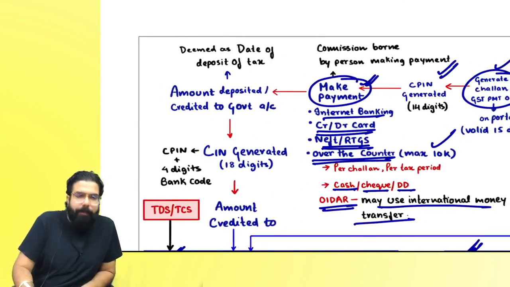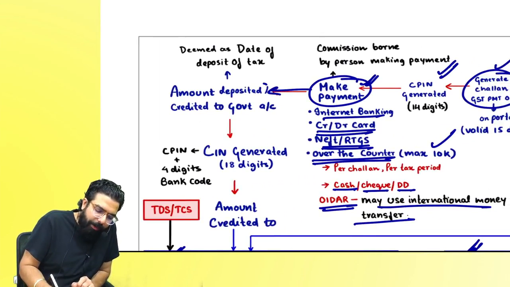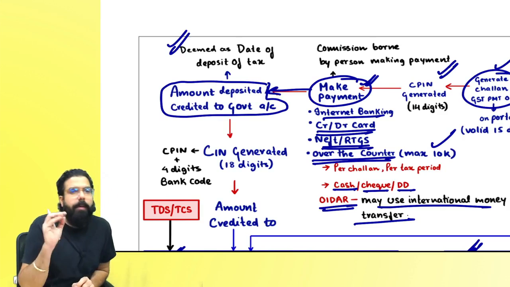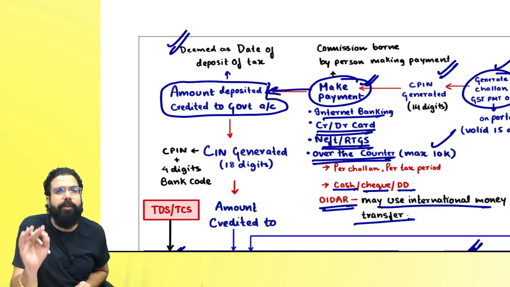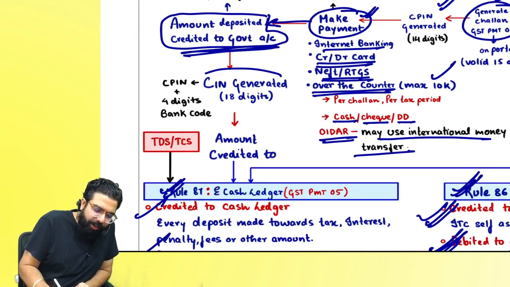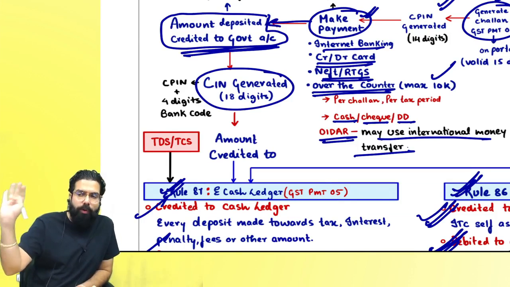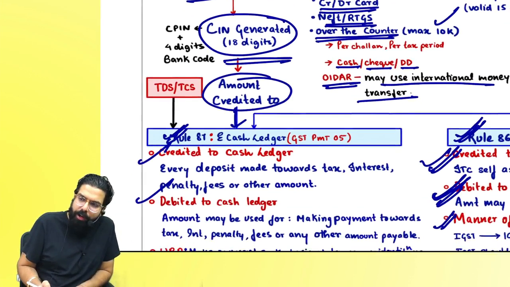When you are making the payment of the tax, commission is always to be borne by you. Now, if you have made the payment and the amount is credited to the government account, always remember that the day the amount is credited to the government account is deemed as the deposit of tax. Once the amount goes to the government account, SIN is generated. SIN is nothing other than the common portal identification number, which is 14 digit, plus 4 digit bank code added. So it is 18 digit over here, and the amount gets credited to your e-cash ledger.